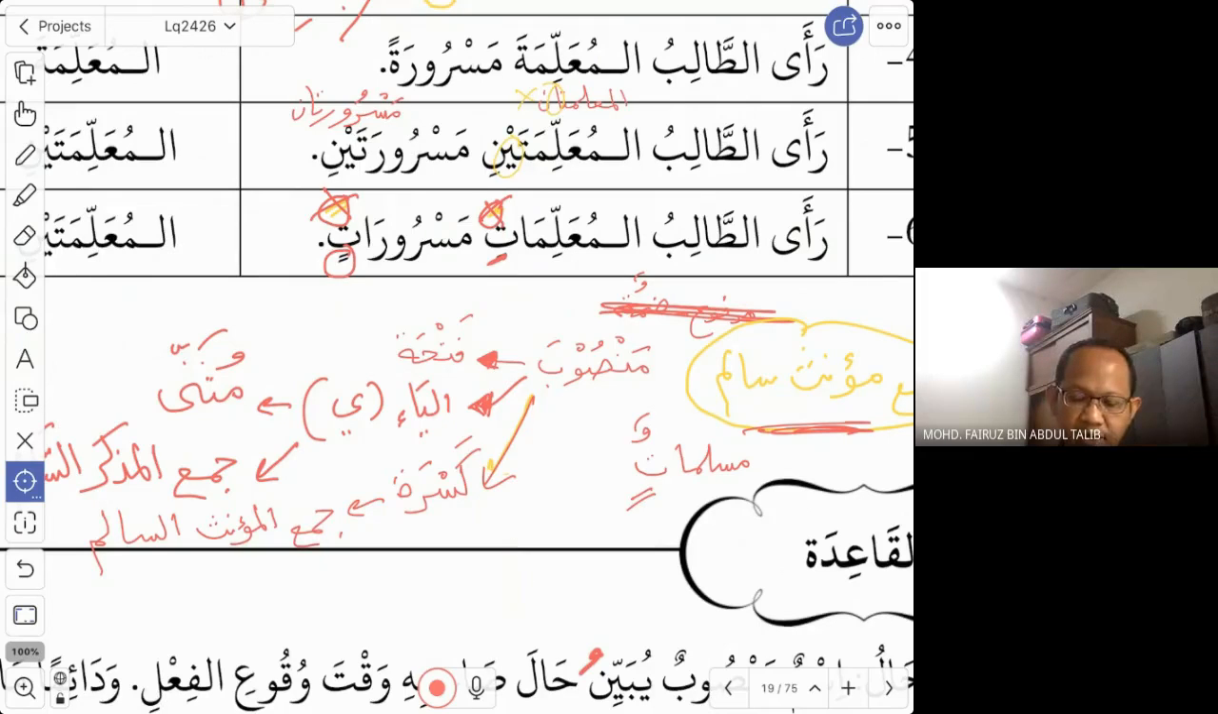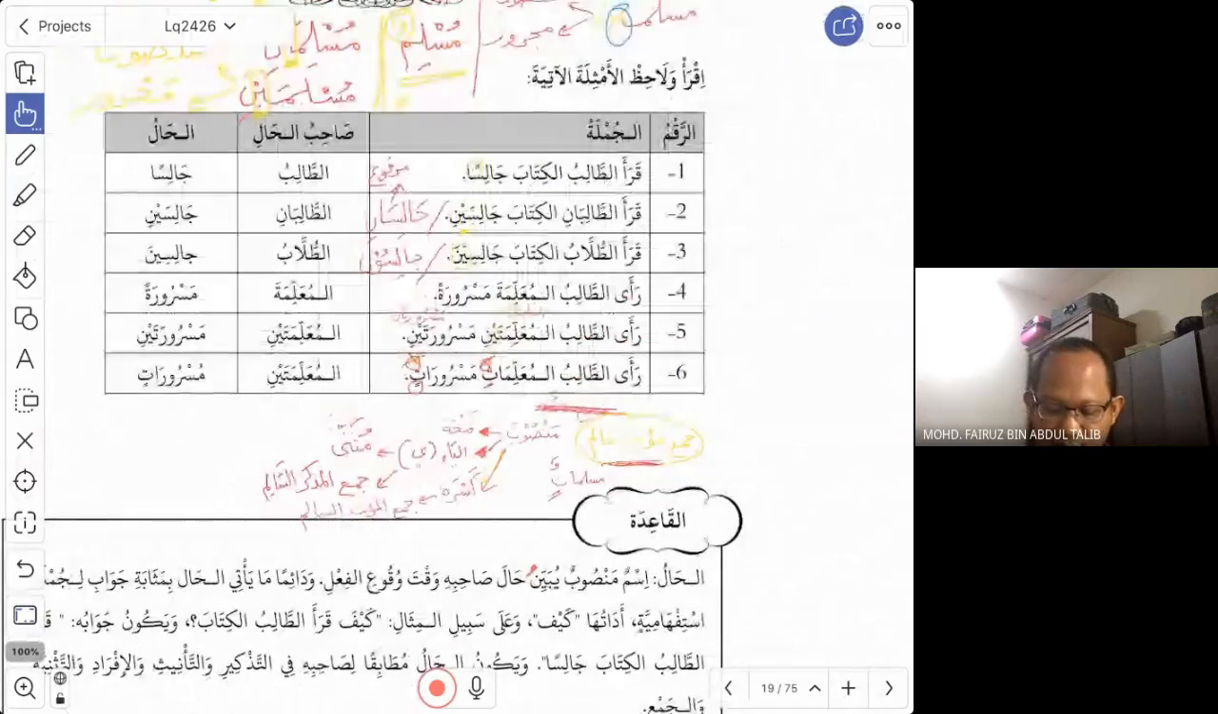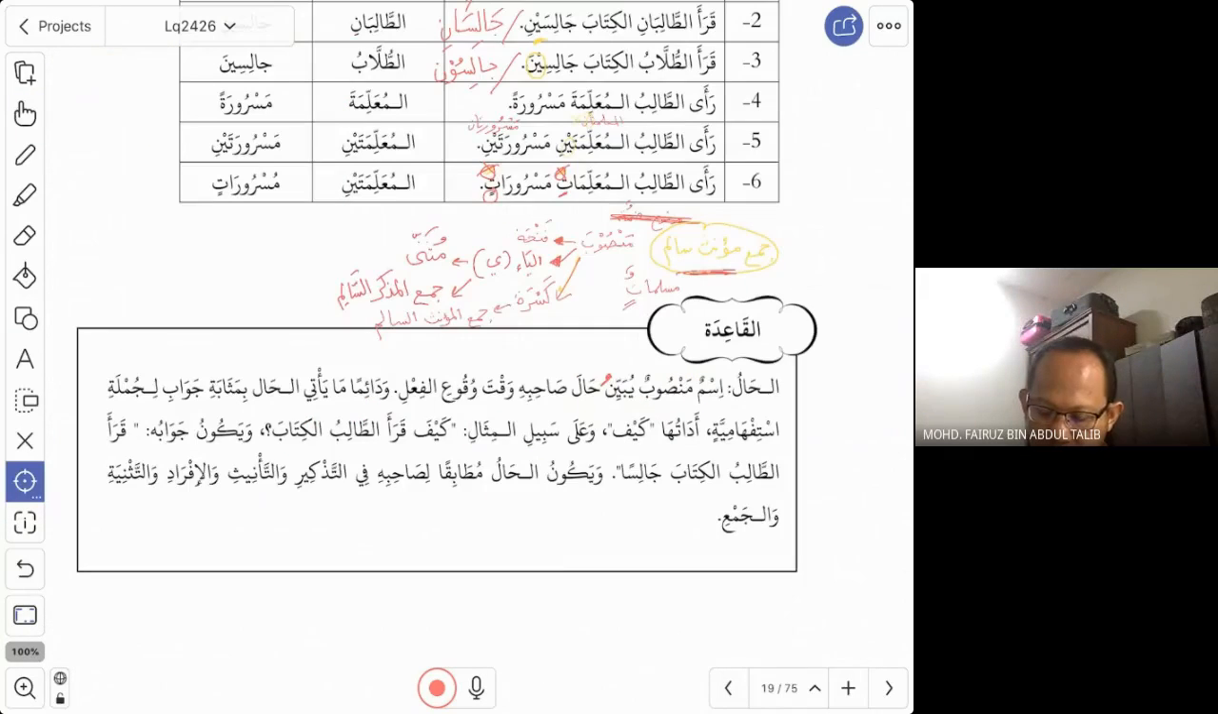Any question for mansub? So now you understand why we have these different alamat: jalisan, jalisain, and also masruratin. Okay, so let us finish this. Now we have understood what is meant by mansub together with the alama.